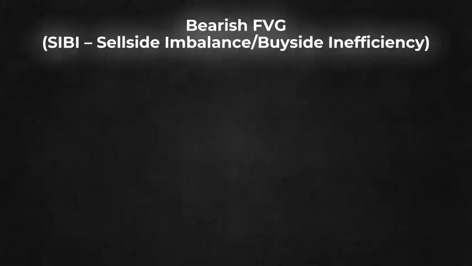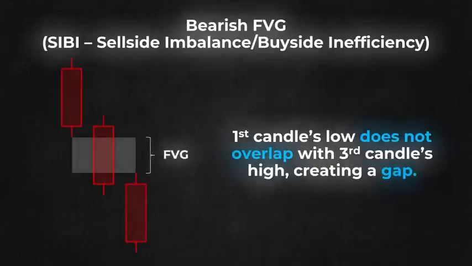The bearish fair value gap is often called CB, which stands for sell-side imbalance and buy-side inefficiency. The bearish fair value gap is a pattern where the lower shadow of the first candle doesn't overlap with the upper shadow of the third candle, creating a gap between the two.